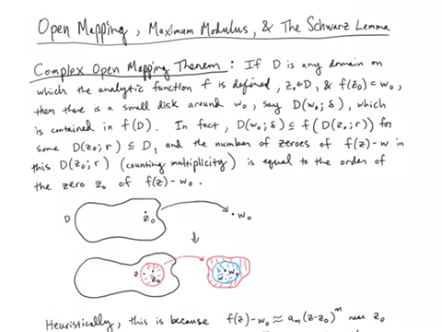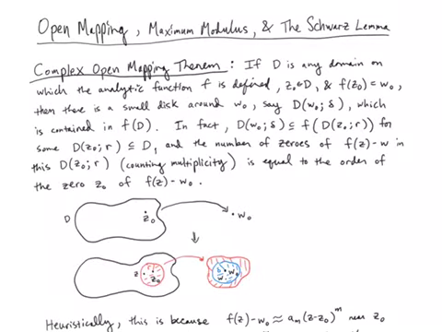So the open mapping theorem led to the inverse function theorem, and that led to the theorem we just talked about that tells you what an analytic function looks like around a critical point. But if we go back to the open mapping theorem, there's another famous corollary of that result, and that's called the maximum modulus principle.